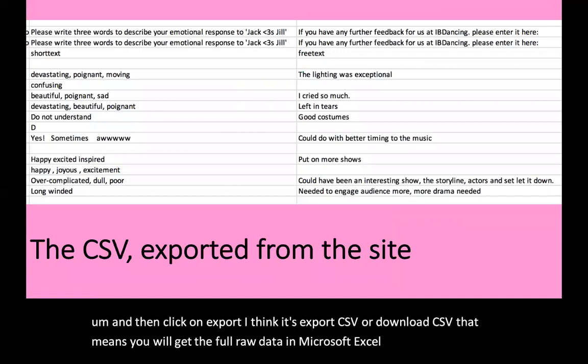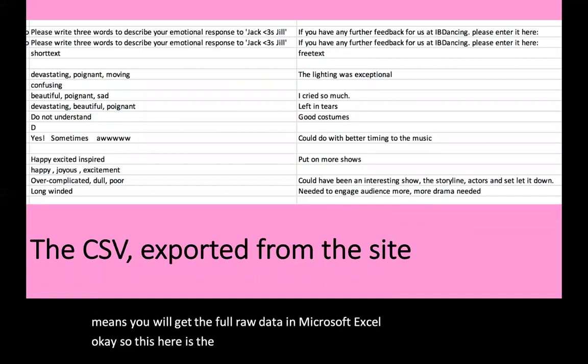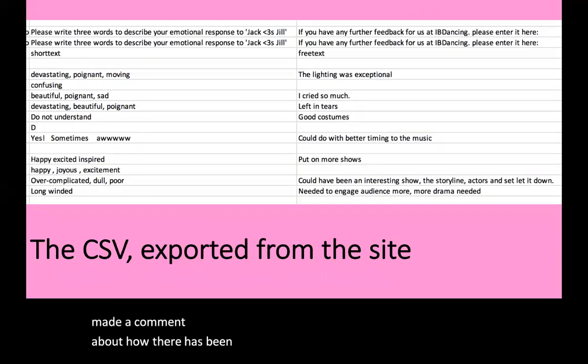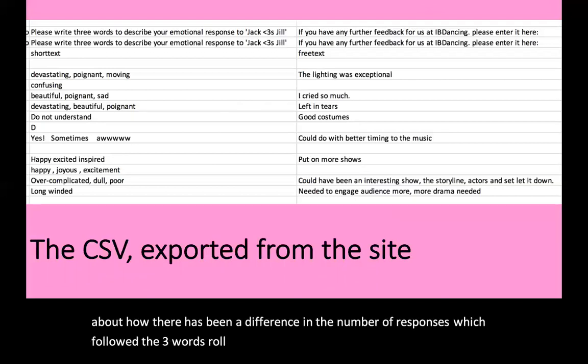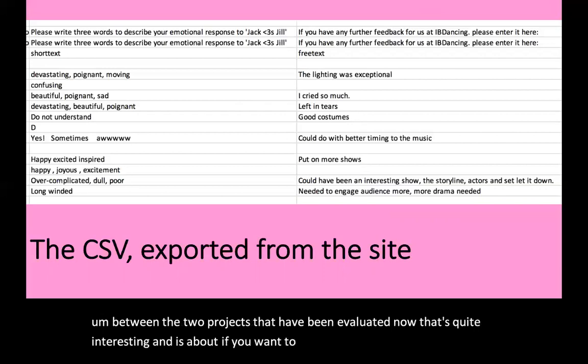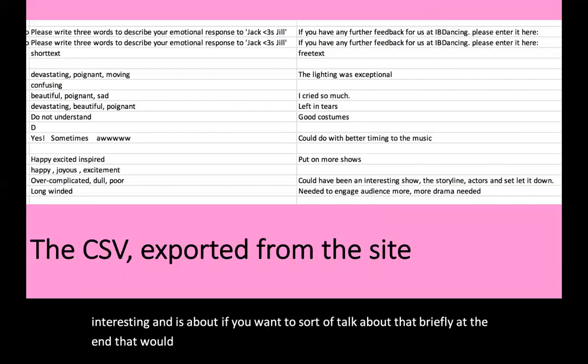Okay, so this here is the CSV, which has been exported from the reporting dashboard. Now, before I get into that, Isabel has just made a comment about how there has been a difference in the number of responses which followed the 3 words rule between the 2 projects that have been evaluated. That's quite interesting. And Isabel, if you want to talk about that briefly at the end, that would be great. This is our last slide. So once we've done this, it'd be great to hear any further thoughts or experiences anyone's had on using it.